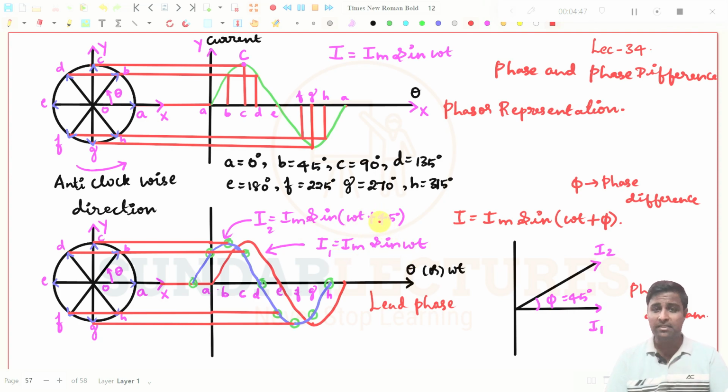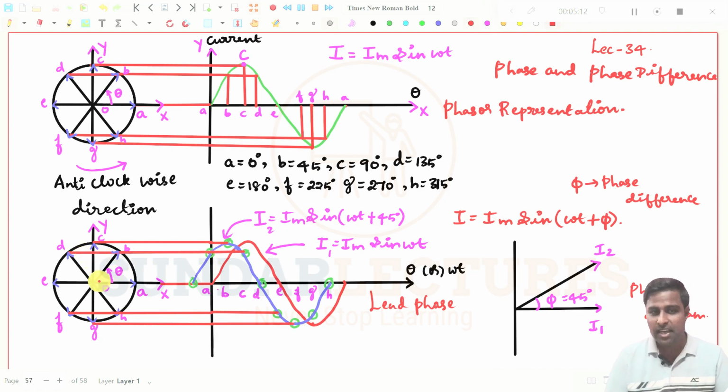Why is this plus? Here it is plus. If it is plus, then the phasor will lead the reference phasor by 45 degrees, right? So how will it come? See, this is the reference phasor, that is I1 equals Im sin omega t, and you see this is plus 45 degrees, then this curve starts from 45 degrees. See, this is the 45 degrees, right?